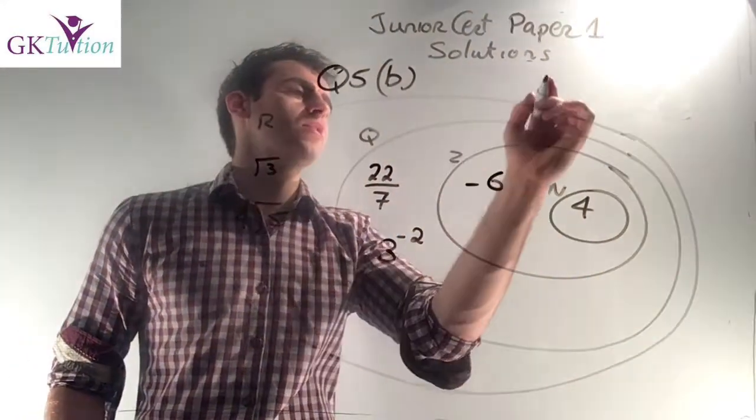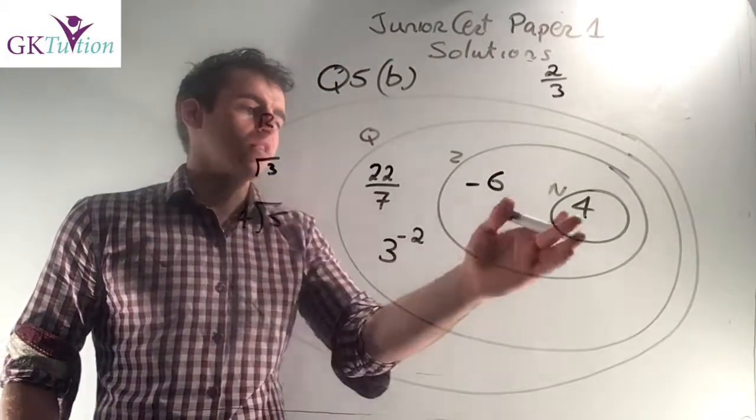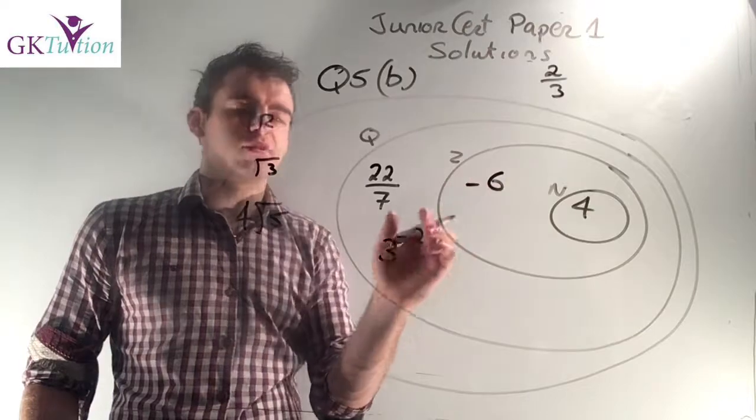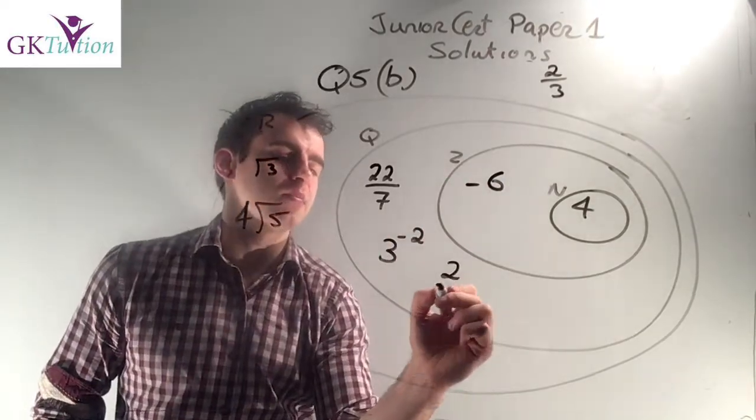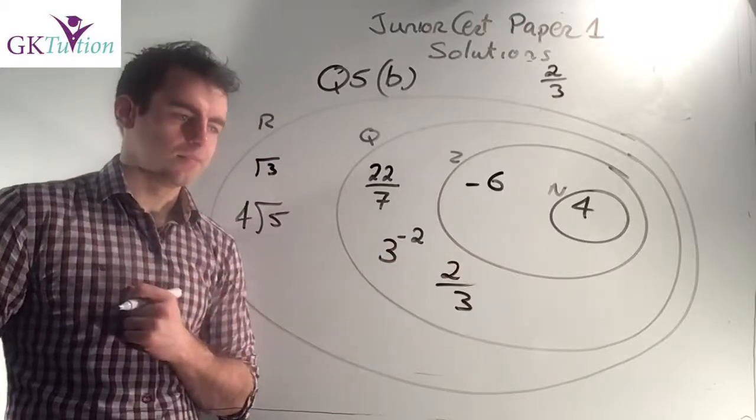And my last one then is 2/3. Straight away, well, it's a fraction. It's not an integer, it's not a natural number, but it is a fraction, so that means it's rational. So your final answer for that should have looked something like this.